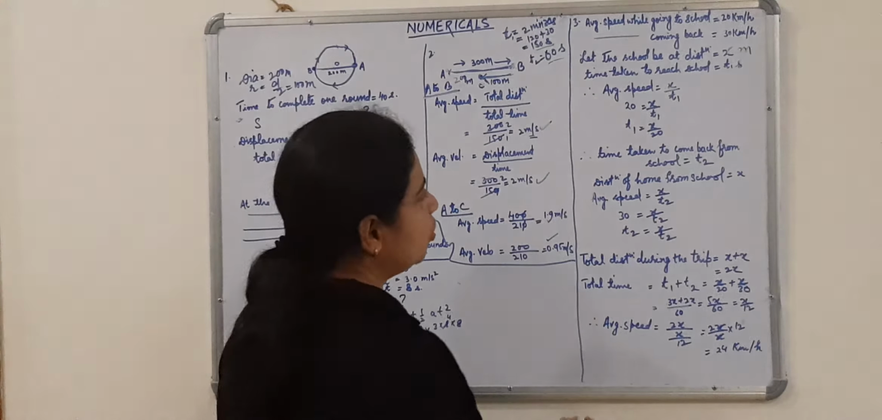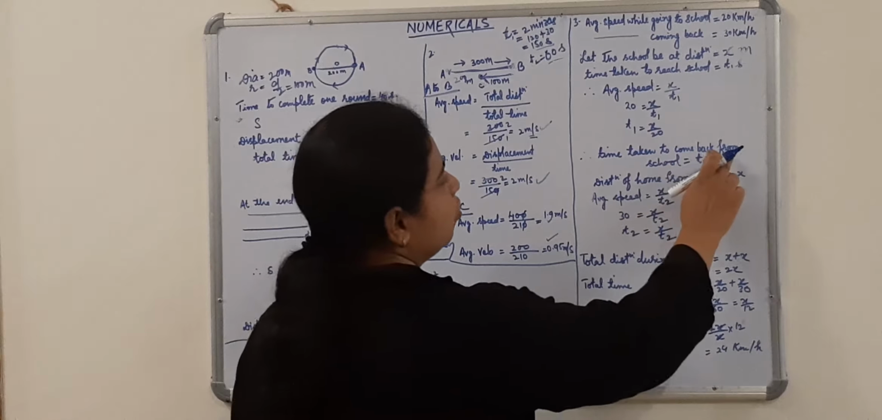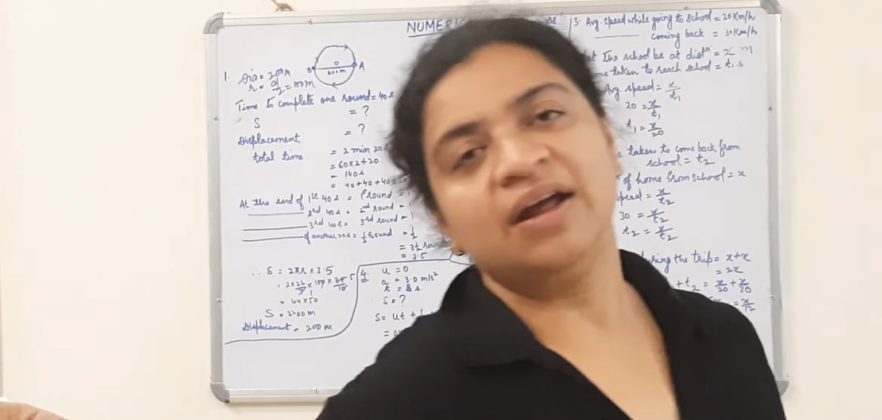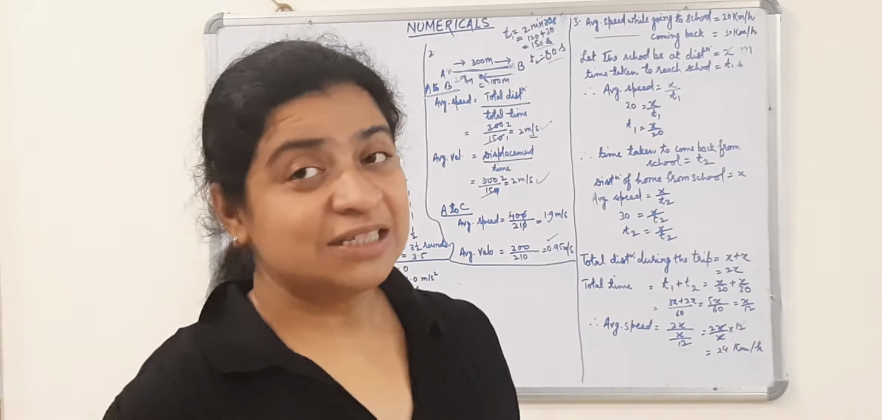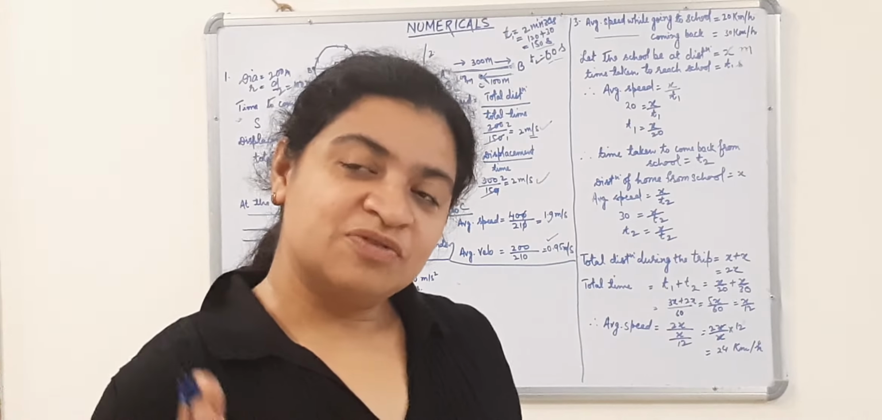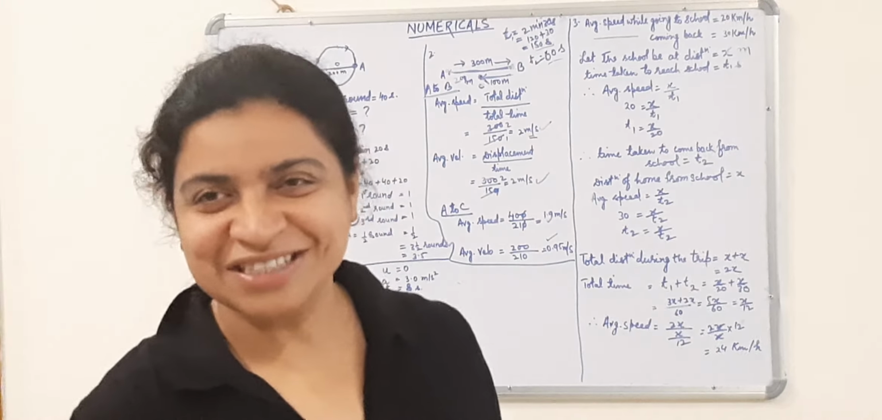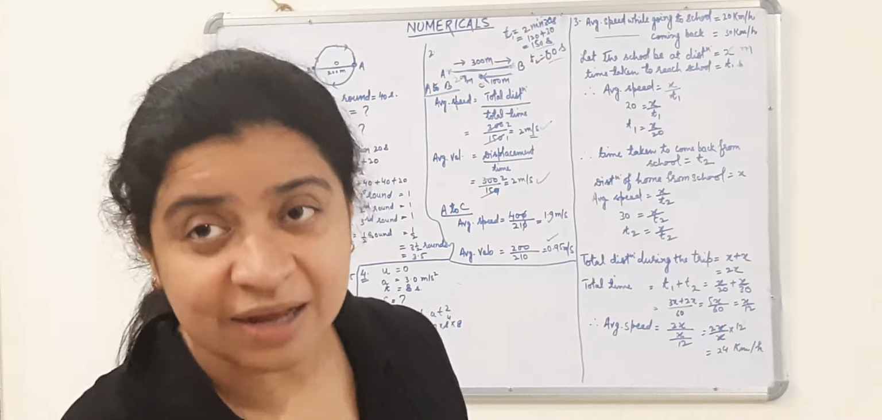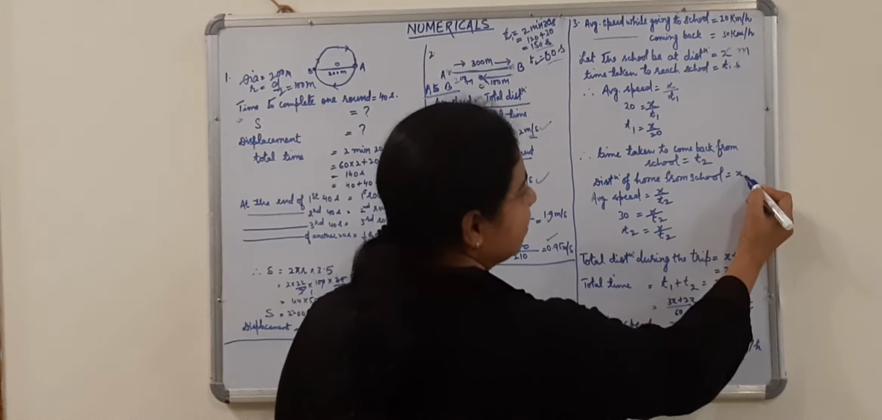Now the time taken to come back from school is t2. If the time taken to go to school was t1, now I have to consider another time unit, because this time the speed is less but the distance is the same. Whatever the distance of school was from home, the same will be the distance from school to home. Distance cannot change. So what will change if the speed is different? Time will change. So I take the time as t2, but the distance I will take as x only.